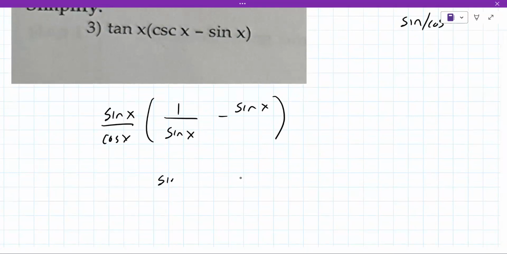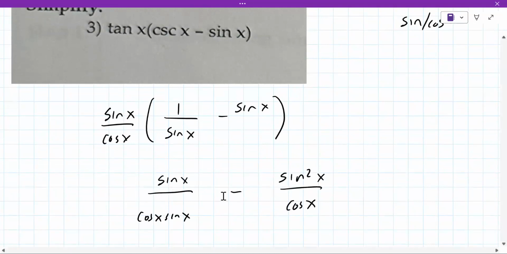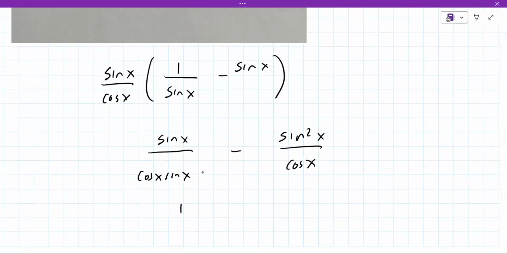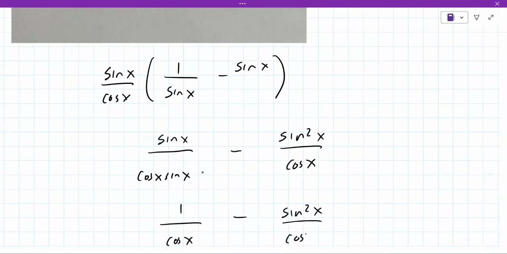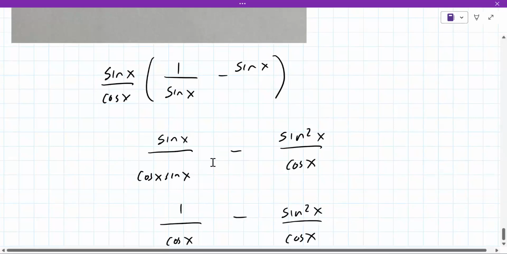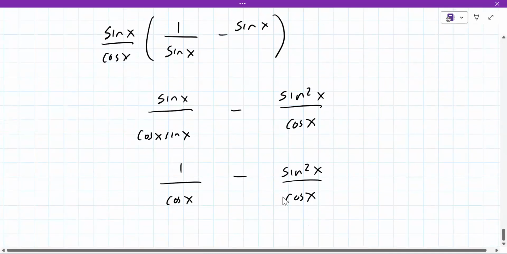So it ends up being sine x over cosine x times sine x. I'm just writing it out in case you want to look at this later. Minus sine squared x over cosine x, like that. This becomes 1 over cosine x minus sine squared x. And there's something good. See how the bottoms are the same? Yeah.